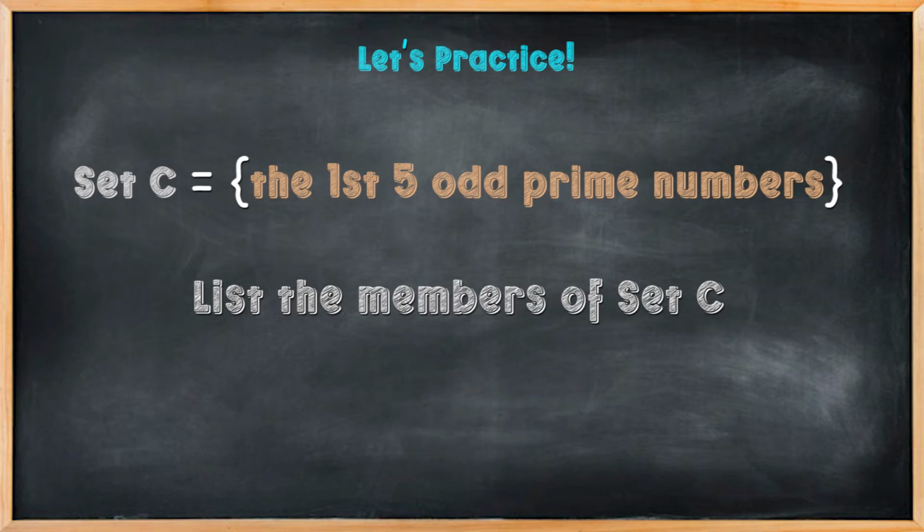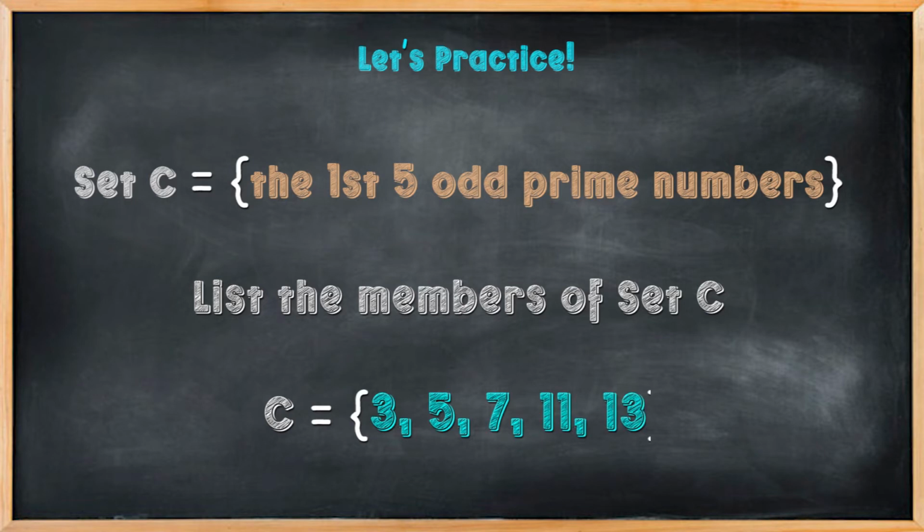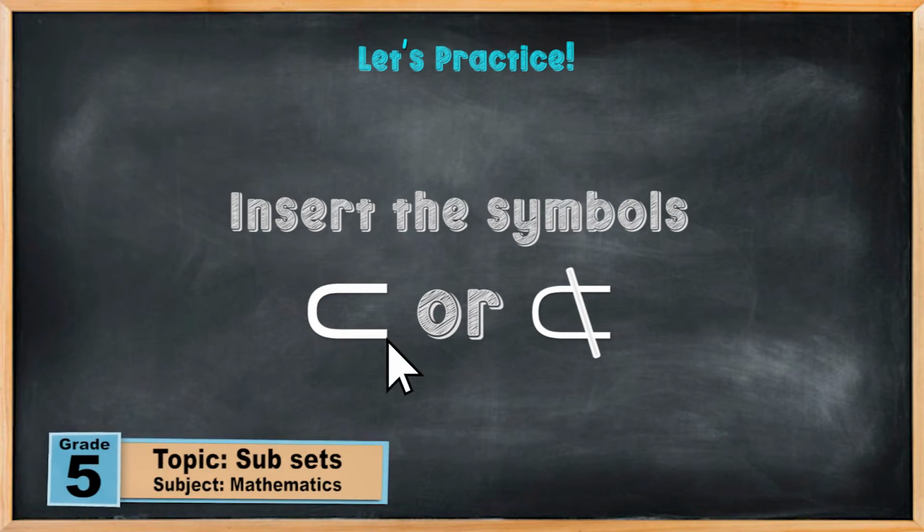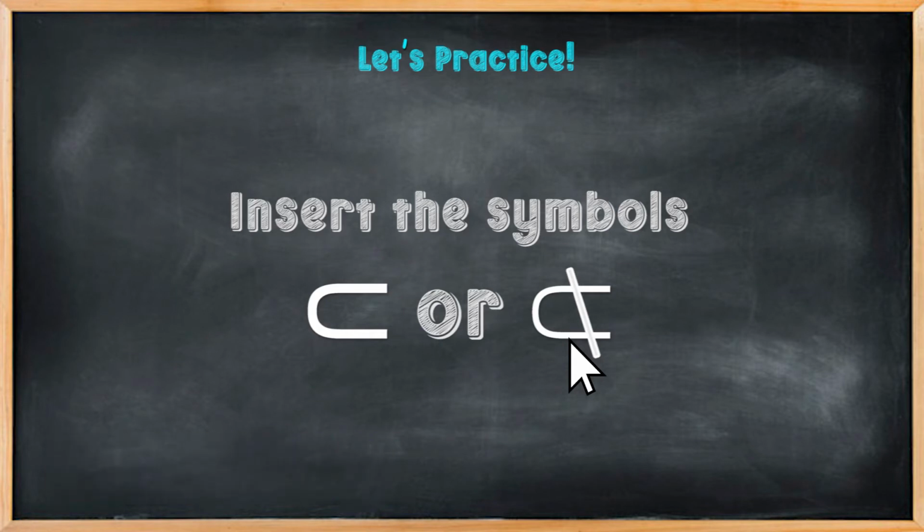The members of set C are 3, 5, 7, 11, 13. So we are going to insert the symbols. The first one means is a subset of, or the second symbol, which means is not a subset of.